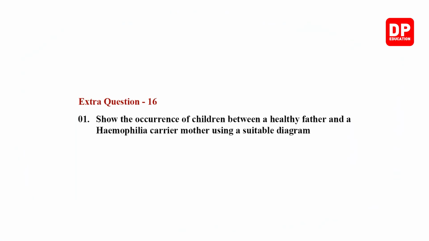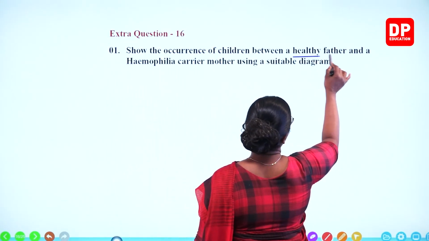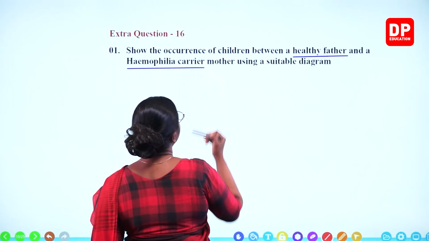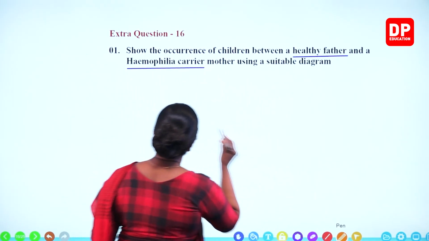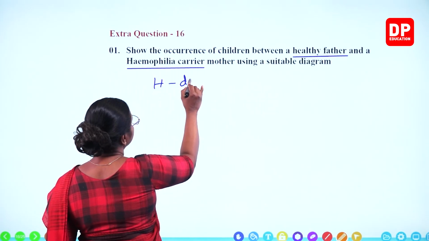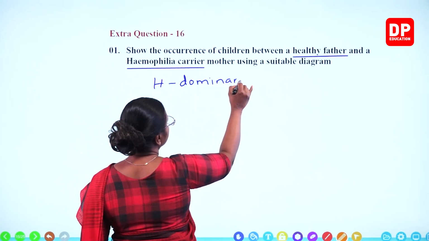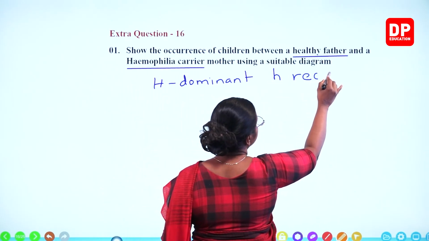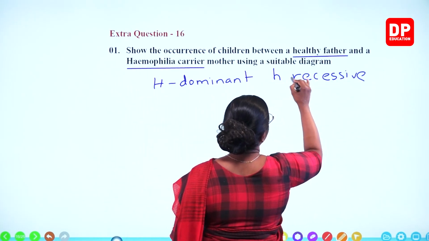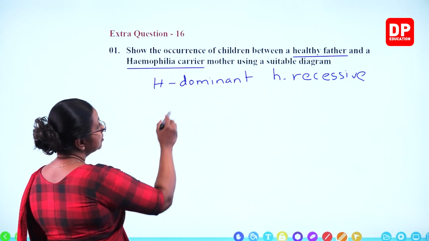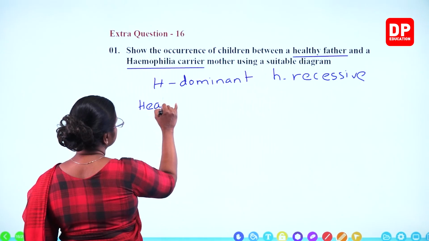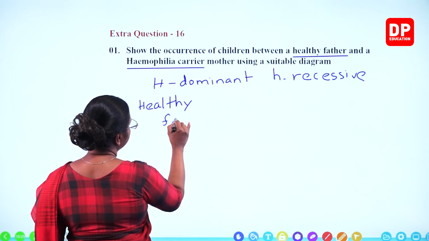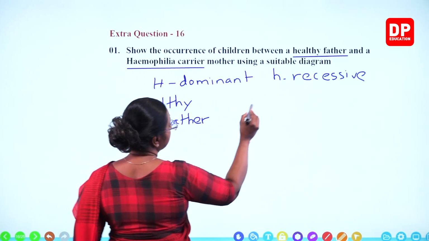Extra question 16. Show the occurrence of children between a healthy father and a hemophilia carrier mother using a suitable diagram. So again, a similar question, healthy father and a hemophilia carrier mother. So here we will be using the dominant character capital H and simple H recessive, and these are also X-linked chromosomes. So healthy father, carrier mother.